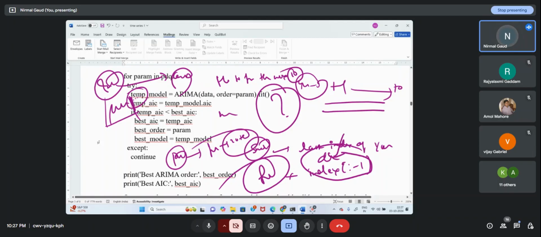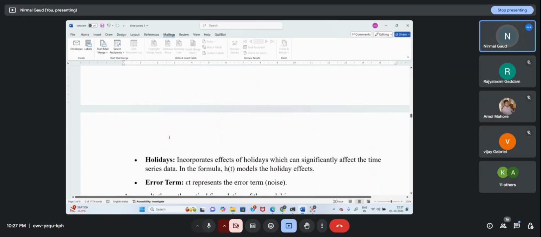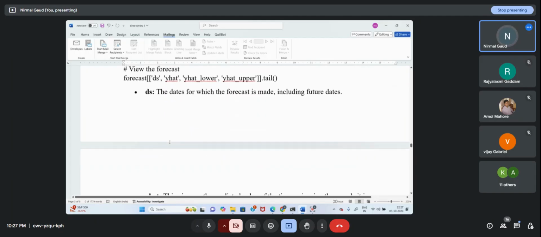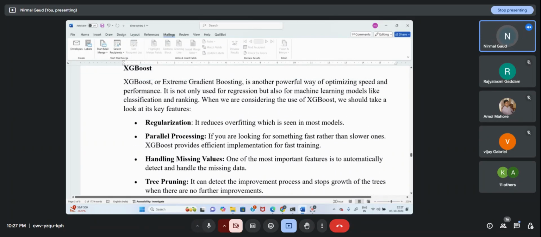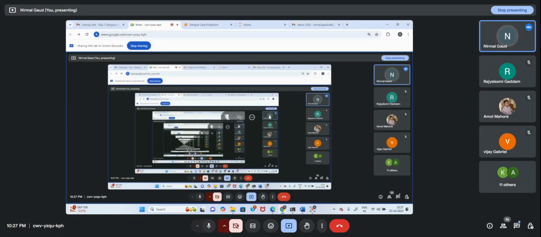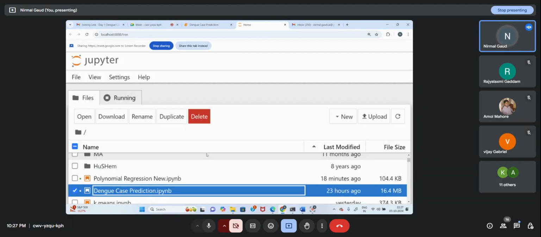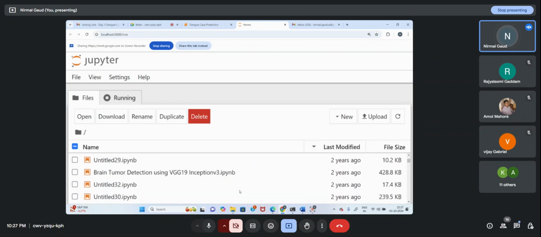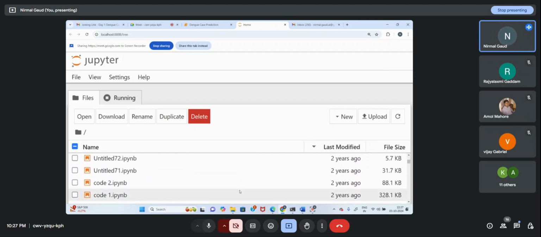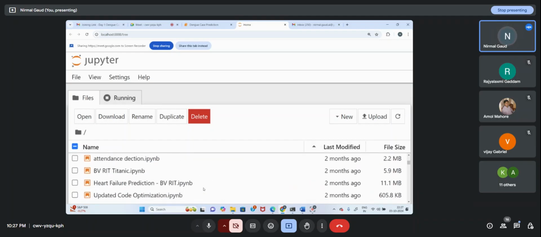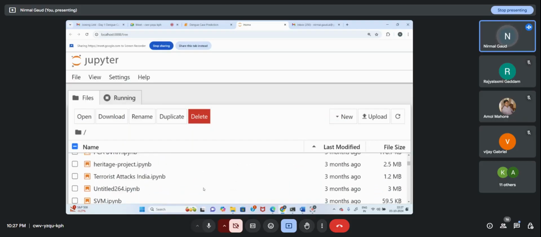I haven't used only ARIMA; there are other models also, like Prophet, which I have available with code. This is from Facebook Meta. XGBoost and regression algorithms are also there. I use machine learning algorithms, and I have used ARIMA mostly. If I talk about stock price prediction, I have done a lot of projects based on this, but not recently. It has been a long duration. I took live sessions only.